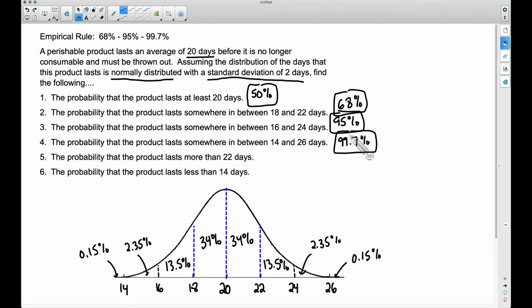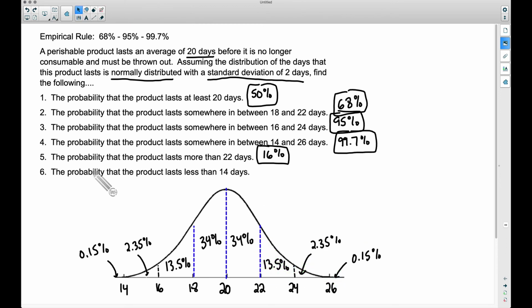Now you may be thinking, okay, when are we going to use the individual sections? That's what number 5 and number 6 are going to help us with. What's the probability that the product lasts more than 22 days? More than 22 days. So we're talking about 22 days, 24 days, 26 days, and the unlikely event that it lasts anywhere past that. So this is where breaking it up into those sections is going to be helpful. Add up these three numbers together, and the sum of these three percentages gives you 16%. So that percentage is not really that high. There's only a 16% chance that that product lasts more than 22 days. That's why I shaded this region right here, and I added up those individual sections.